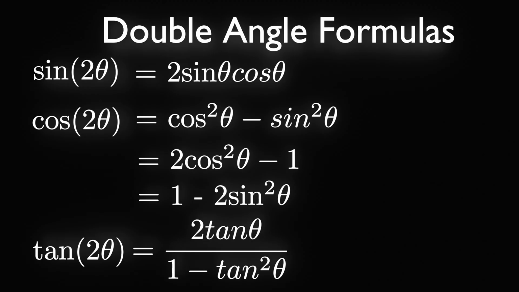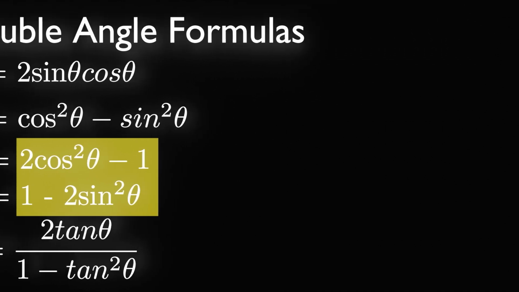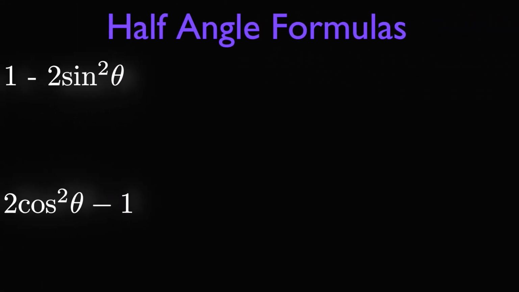And it was important to specify that cosine has 3 answers, because from these we get the half angle formulas. They can be derived from either one of these double angle formulas for cosine, depending on if you want the half angle formula for sine or cosine.